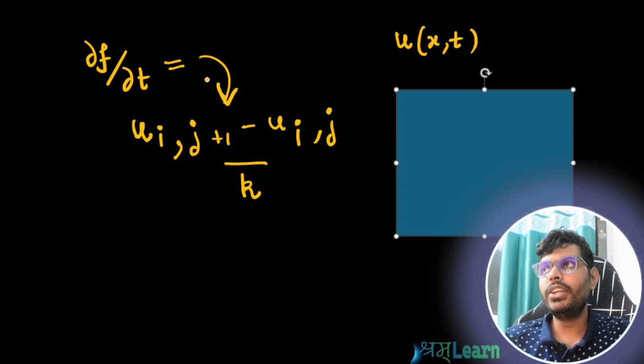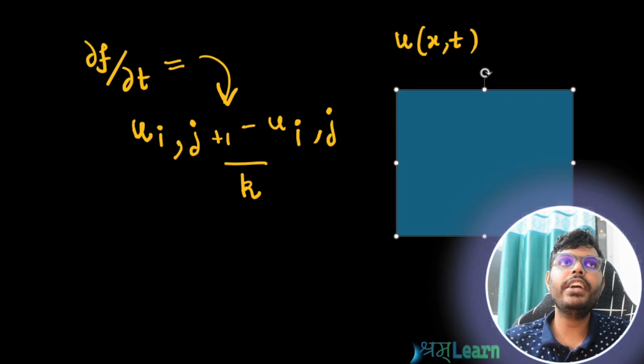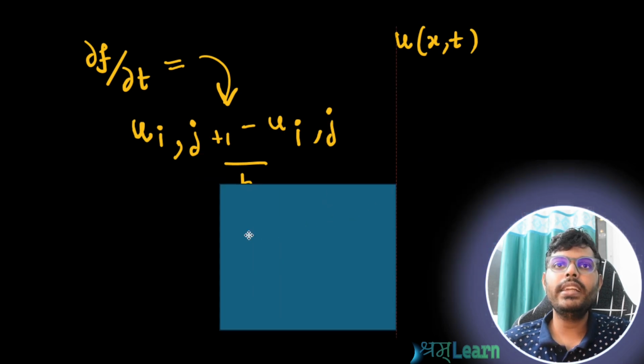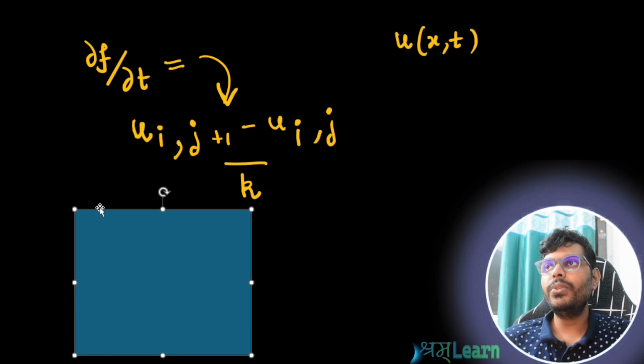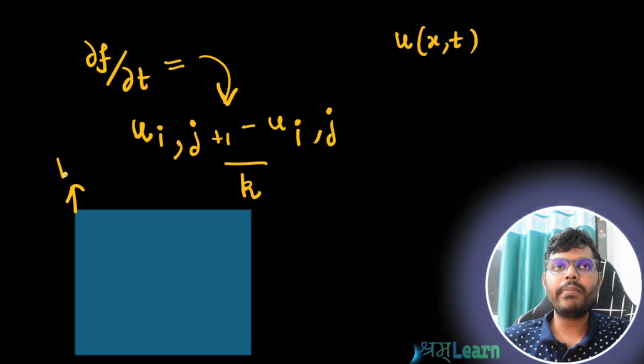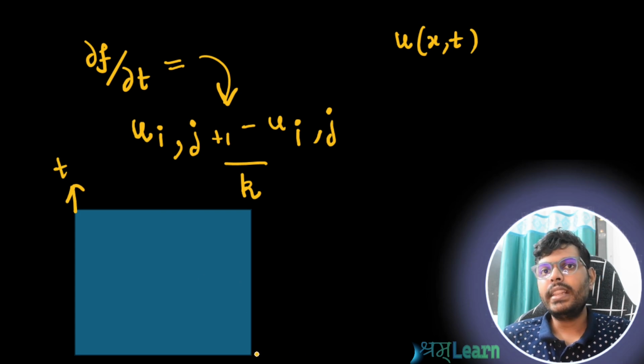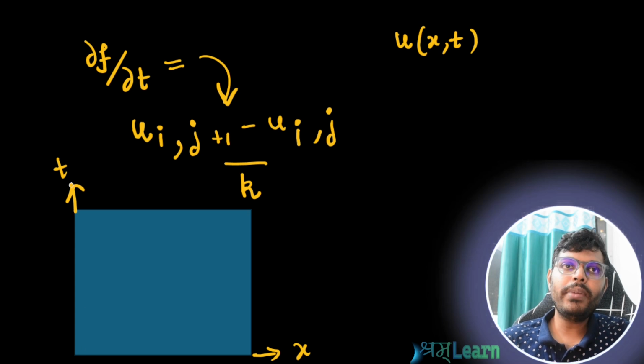I don't want u of x comma t everywhere, but I want u of x comma t at discrete intervals. So can I plot which discrete locations it will be at? Let's suppose this is my time axis, and this is my position axis, x and t. Okay, so one thing is boundary conditions.